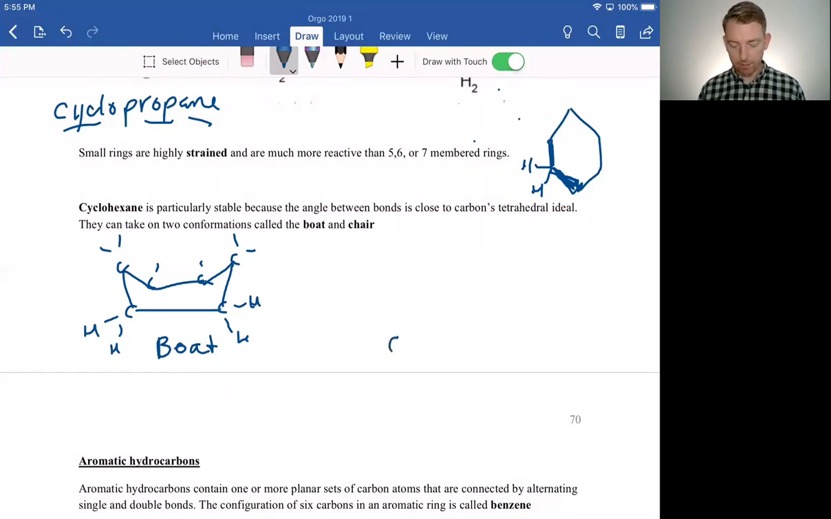And the other one, the chair conformation, this is where these two peaks would be facing in opposite directions. So we have the point coming down, going over, and then coming up into the other point, okay? And this is again a cyclohexane, just a different conformation. So this would be the chair conformation of that one, because again, it looks a little bit like a chair.